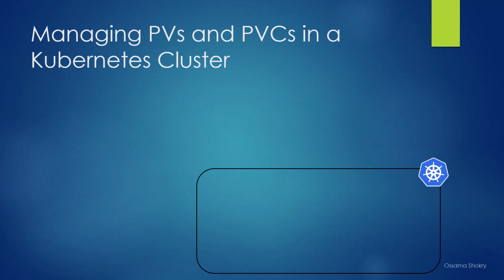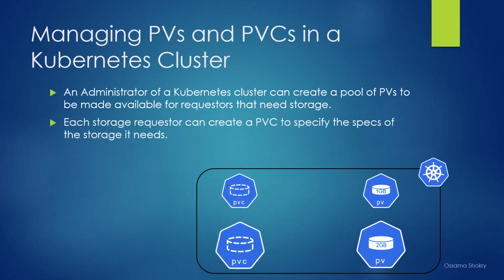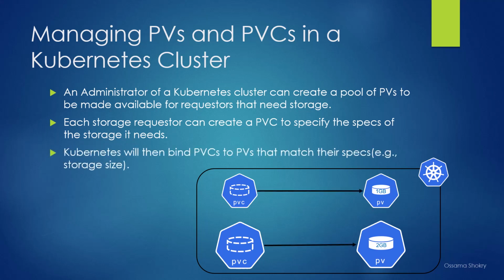Let's see how PVs and PVCs are managed in a Kubernetes cluster. An administrator of a Kubernetes cluster can create a pool of PVs to be made available for requesters that need storage. Each storage requester can create a PVC to specify the specs of the storage it needs. Kubernetes will then bind PVCs to PVs that match their specs, e.g. storage size.